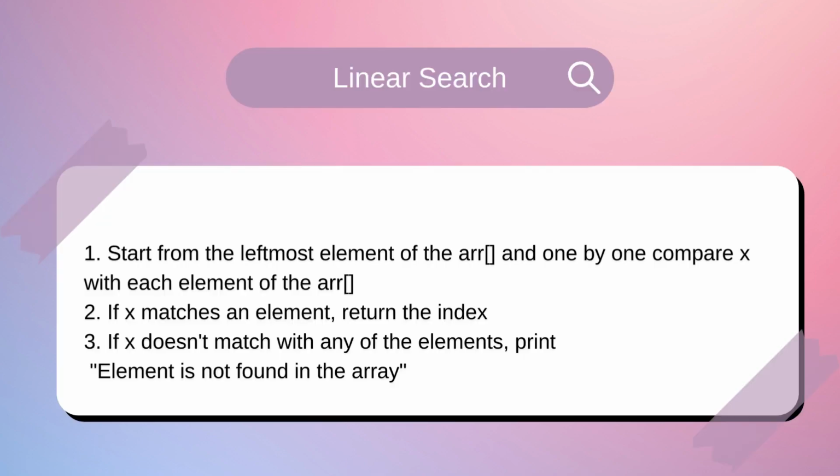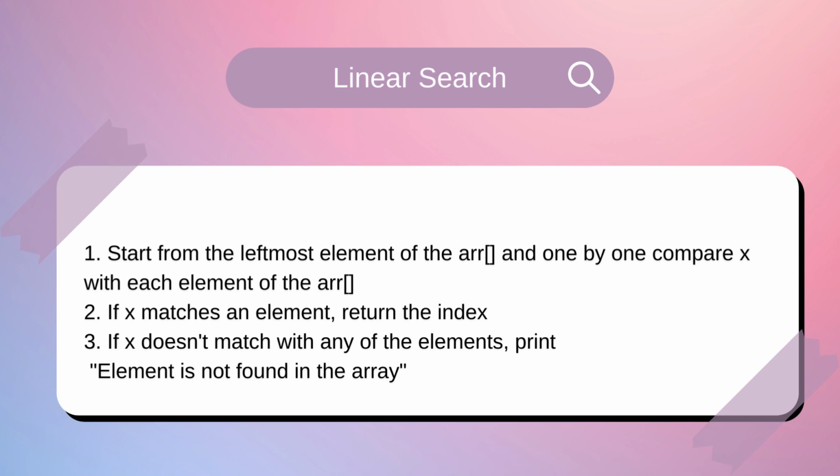Now that we know what we're attempting to do here, let's now discuss how to execute the program. Here are the steps in order to find the index of x using linear search. First, start from the leftmost element of the array, and one by one, compare x with each of the elements of the array. If x matches an element, return the index. If x doesn't match with any of the elements, print element is not found.